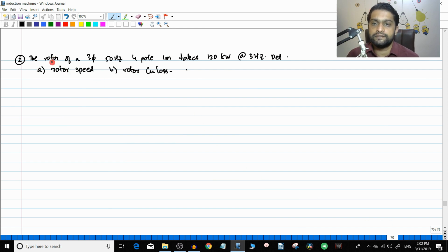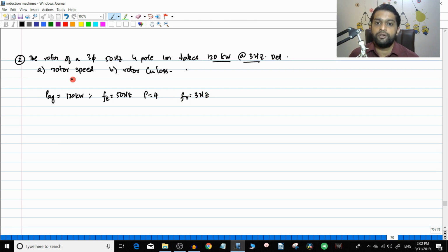The next problem is that the rotor of a 3-phase 50 Hz 4-pole induction motor takes 120 kilowatts at 3 Hz. So what have they given? They have given that the rotor takes in 120 kilowatts. That means the rotor input is 120 kilowatts, or the rotor input is also called the air gap power, right? So air gap power is given to be 120 kilowatts. Frequency electrical is 50 Hz, the frequency at the stator, the number of poles is equal to 4, and the rotor is taking 120 kilowatts at 3 Hz. So the rotor frequency is given to be 3 Hz.